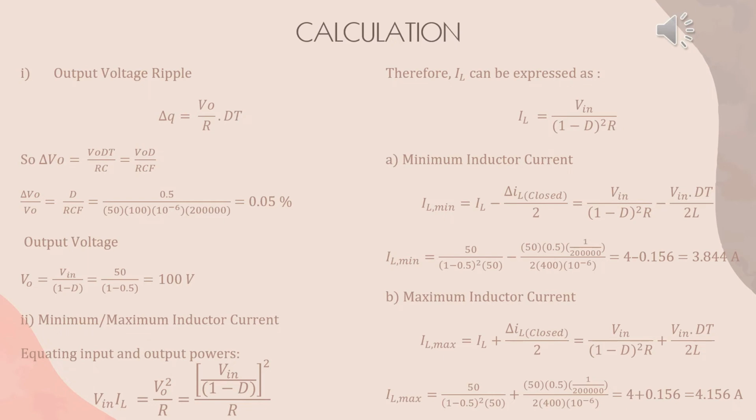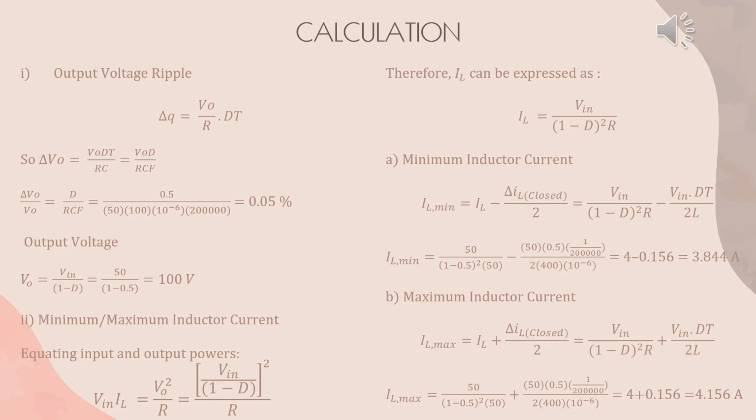Next, we need to calculate the output voltage. The formula is Vo equal to Vin over 1 minus D. Our Vin is 50 and D is 0.5. So 50 divided by 1 minus 0.5, we got 100 volt.